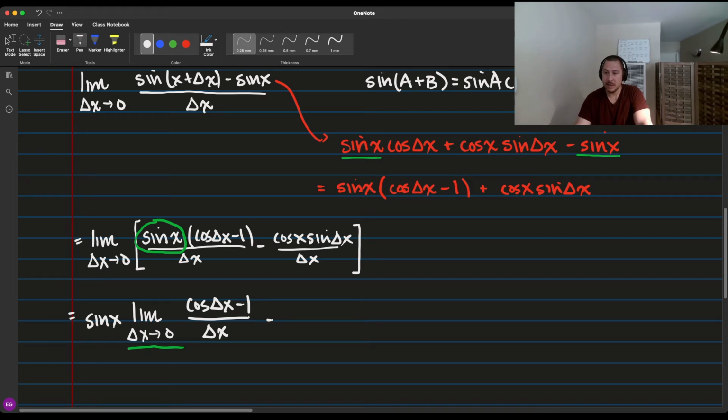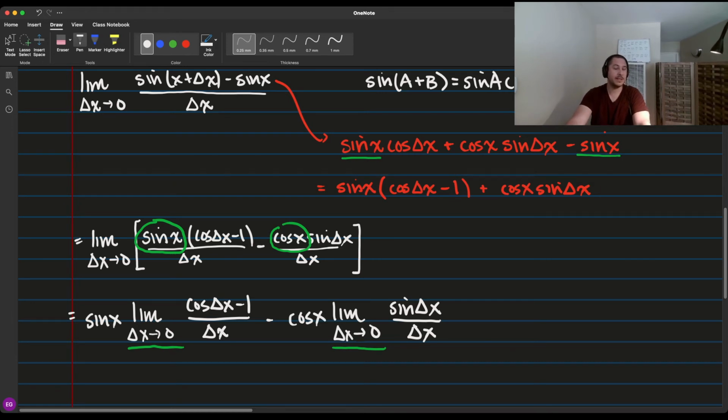Likewise, you get another limit: the limit as delta x goes to 0 of sine delta x over delta x. Delta x is going to 0. Delta x is the variable, so this cosine can go out in front. It's a constant. The x is a constant. So the cosine of x is a constant, and you can use the constant multiple rule to factor it out.